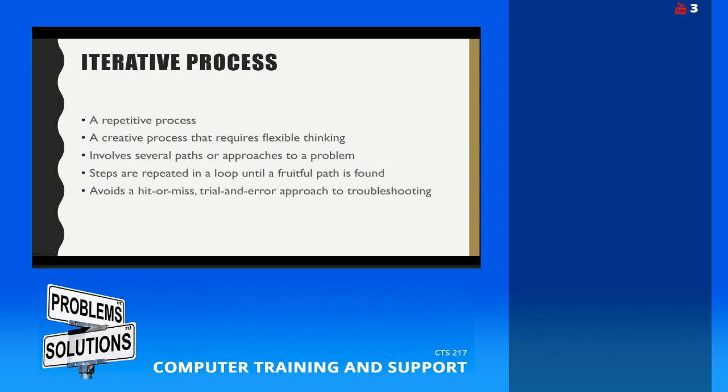So let's look at troubleshooting as an iterative process for a moment. When we're looking at what an iterative process is, we're starting off by defining it as a repetitive process. If you think about it in terms of programming, when you write a loop, you're iterating through the code. So you're repeating through the code over and over again. So when we're talking about troubleshooting as an iterative process, we're talking about troubleshooting as a repetitive process.